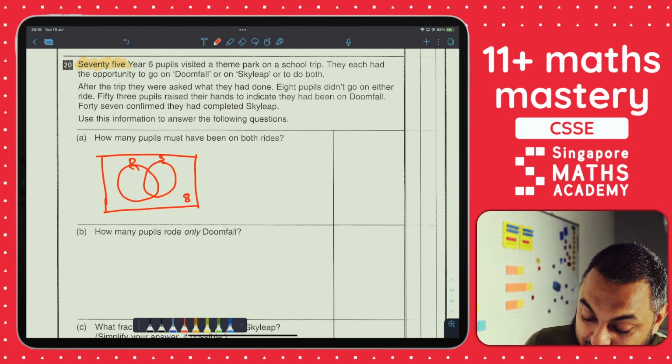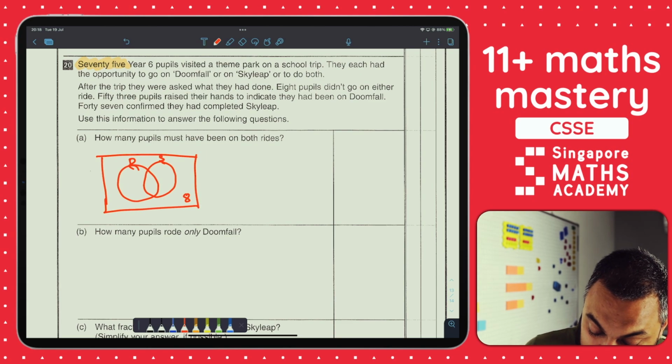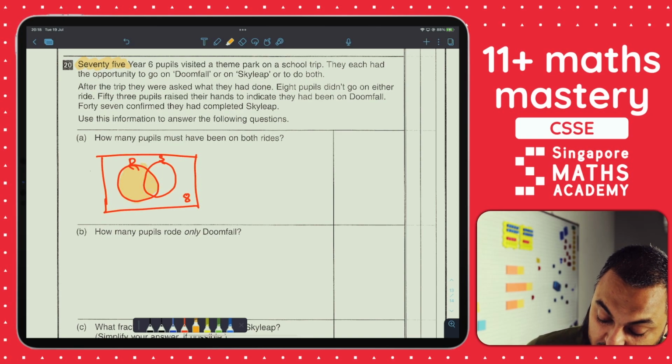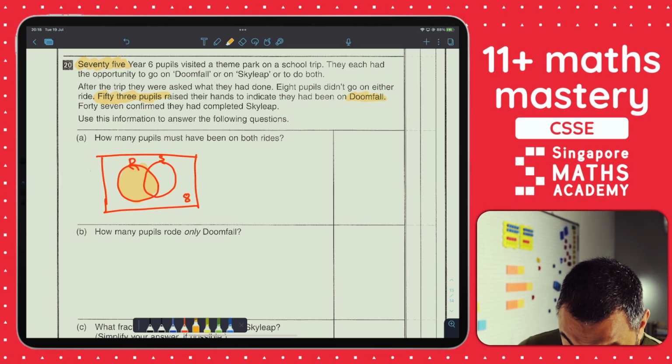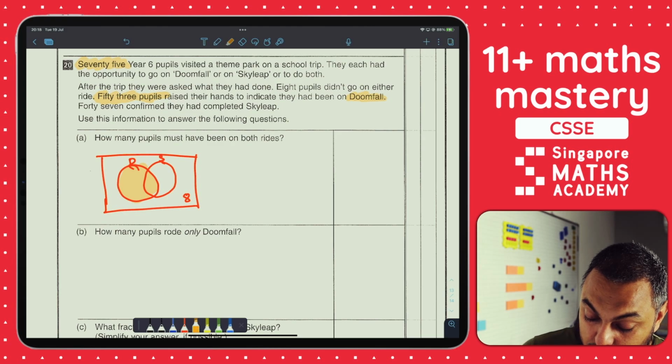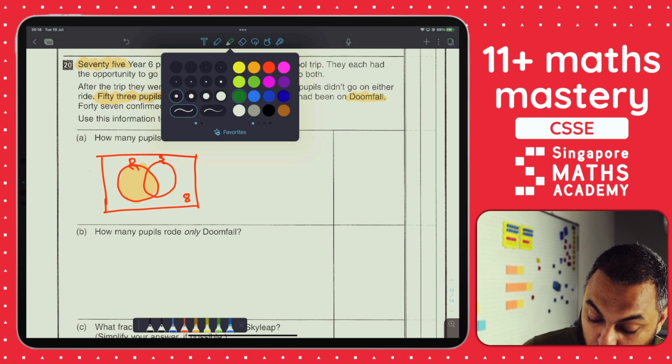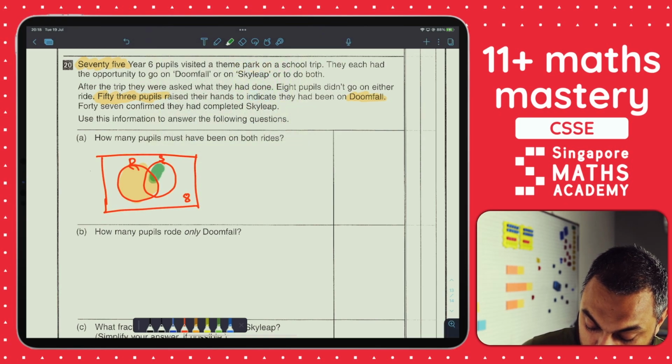53 raised their hands to indicate they had been on Doomfall. So altogether, the whole of this, right, Doomfall is going to be 53, right? Put that in. 53 pupils indicated Doomfall. 47 confirmed they visited Skyleap. So I'm going to do that again, but in a different color now. So all of this, right, is going to be Skyleap.